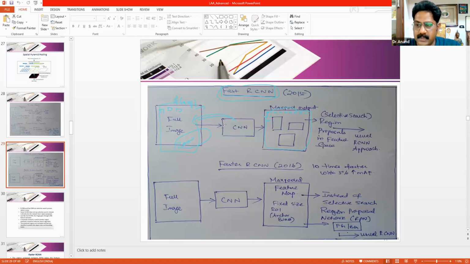Are you getting it? Within a year, people made a little refinement to the fast RCNN idea in the form of faster RCNN. The idea looks very cool: instead of proposing a region in the original image, proposing the region in the max pool output, that is the feature map. It is a very interesting idea.